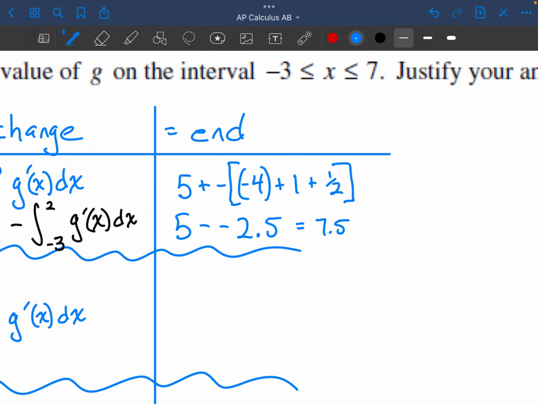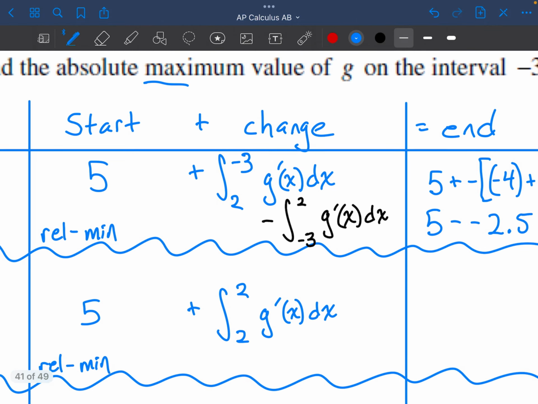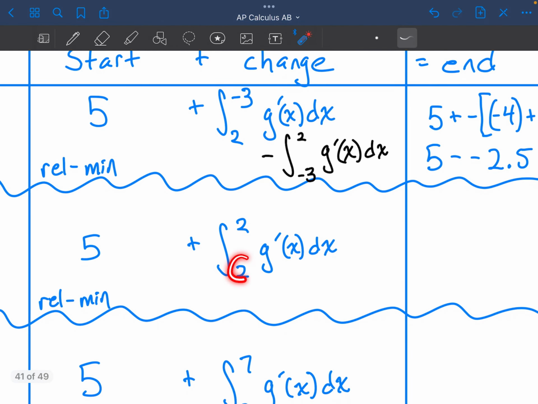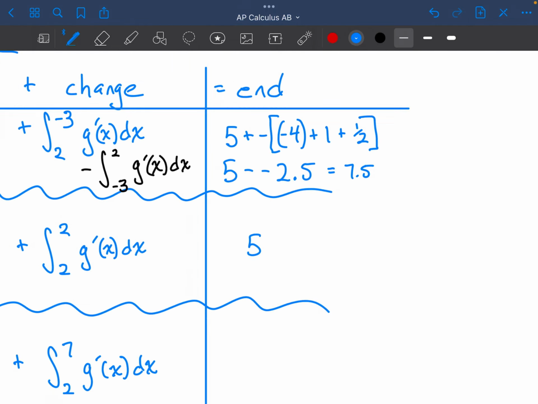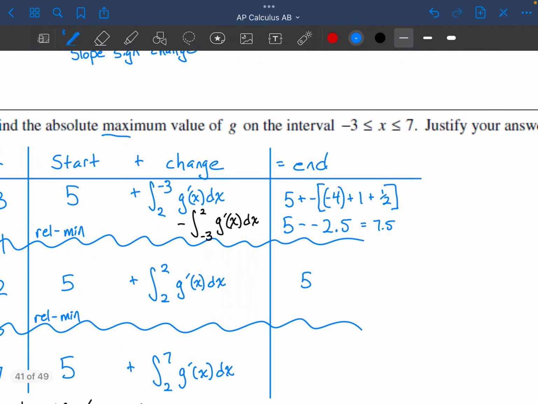Cool. Now we don't need to find the area, because whenever you have the same bounds, 2 and 2, that means there is no area and you have no bounds to go for. So you basically ignore that and you just get 5. So this over here is just going to be 5. And so far, in terms of who's winning, 7.5 is winning because we're trying to find that maximum value, and 7.5 is bigger than 5.